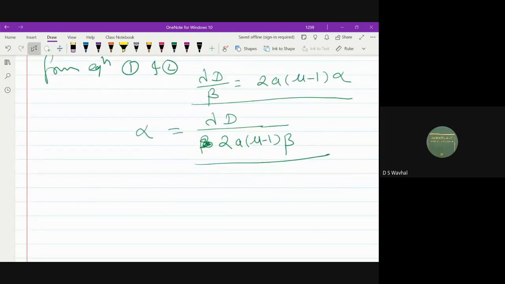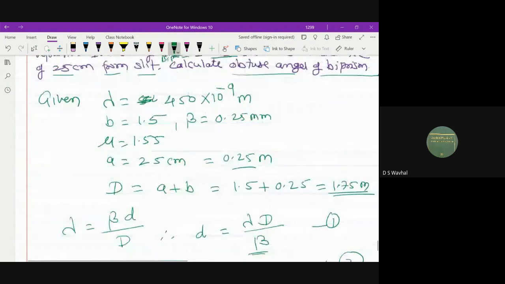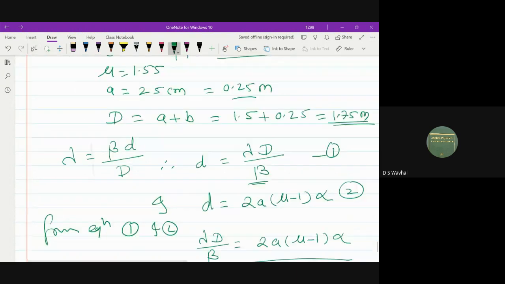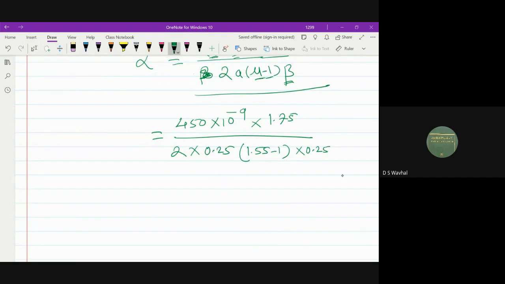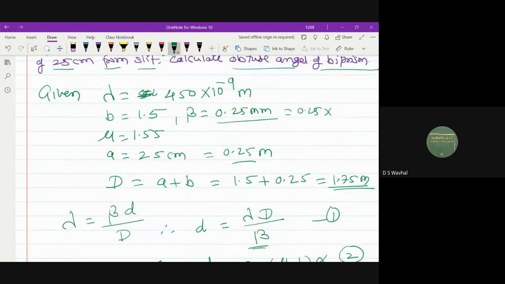Then let us substitute the values. Lambda is 450 nanometer, that is 450 into 10 to the power minus 9 meter. D is 1.75 meter divided by 2a. A is 25 centimeter, 0.25 meter. Into bracket mu is 1.55 minus 1 into beta. Beta is given as 0.25 mm, which means 0.25 into 10 to power minus 3 meter.